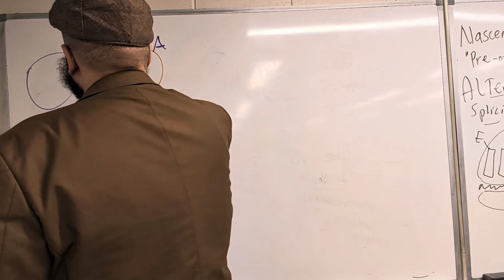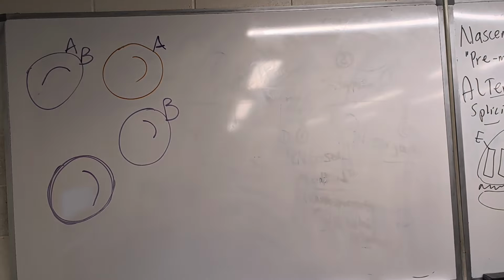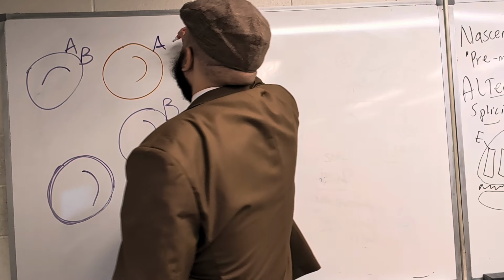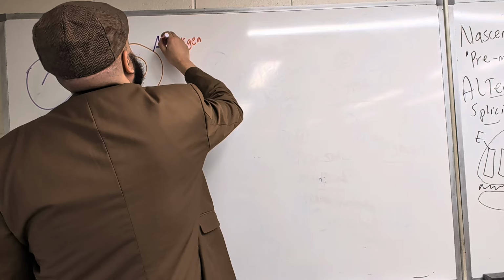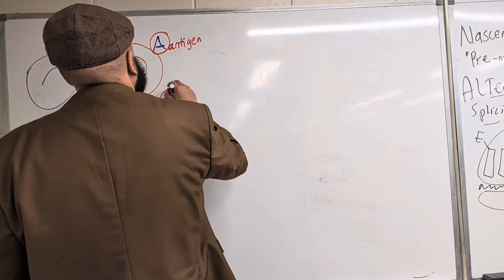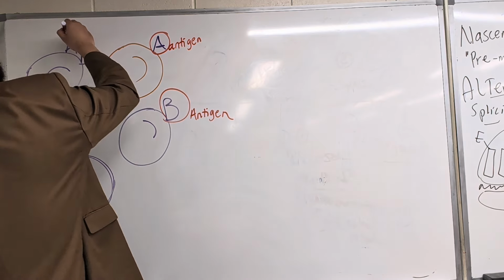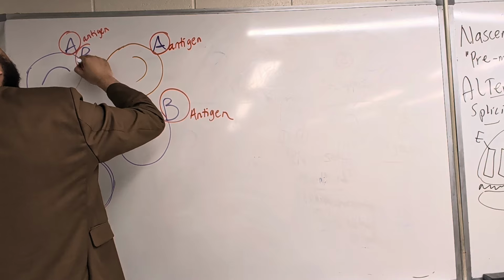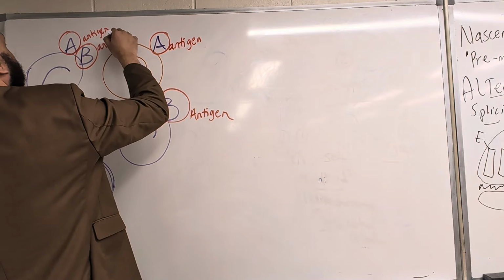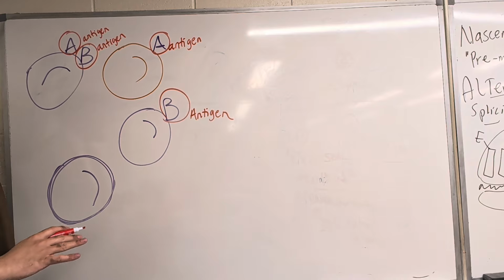Is that clear? Is everybody following? Those are red blood cells. If you are on the surface, that makes you an antigen. This is the A antigen. That's the B antigen. That's the A antigen. And that's the B antigen. Does O have any antigen? No. It has no antigen.